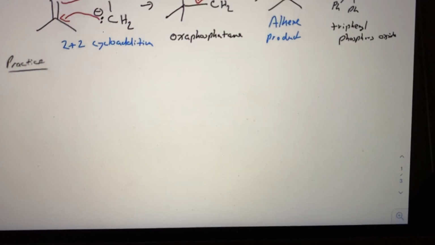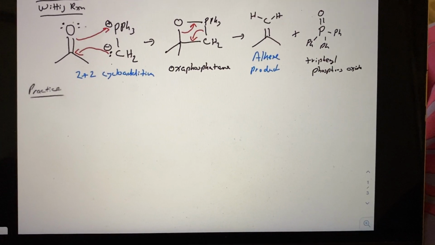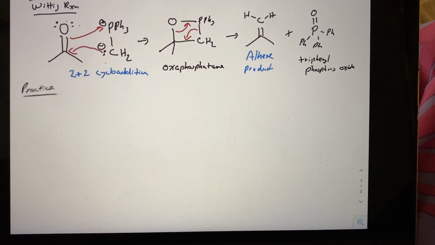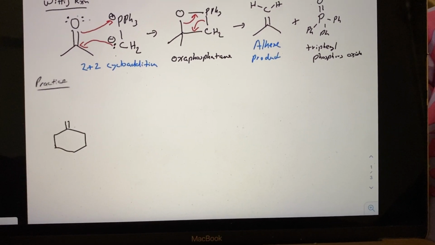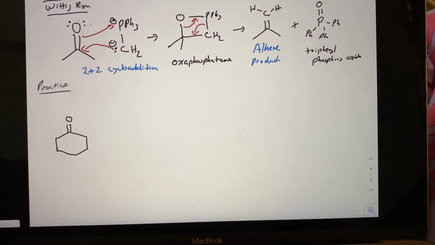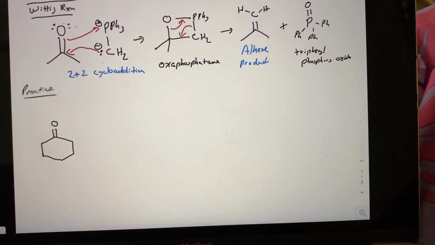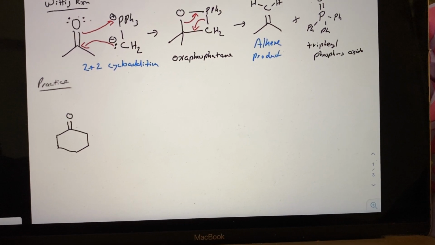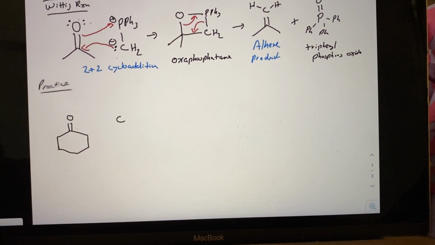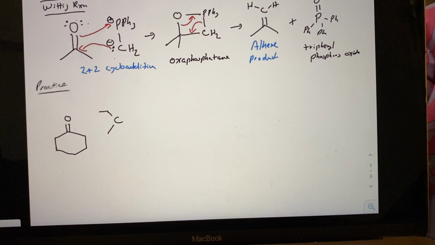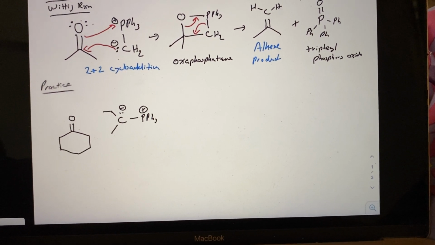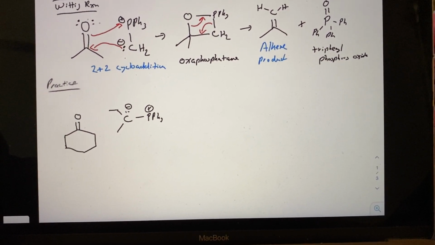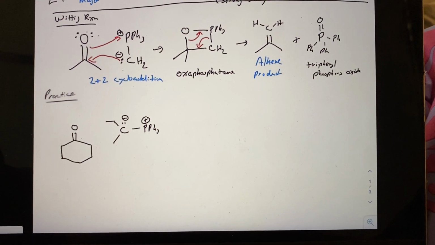So let's try one more for practice. Let's go ahead and we're going to take, let's just say we have the Grignard reagent already made. Let's put a ring here on our ketone. And let's react this with, how about something that has an ethyl and a methyl group. And there's our ylide.